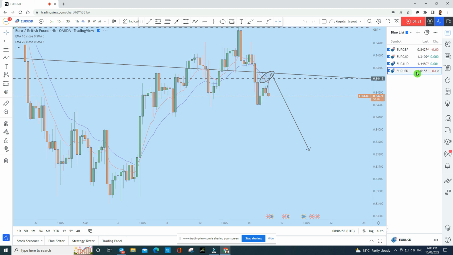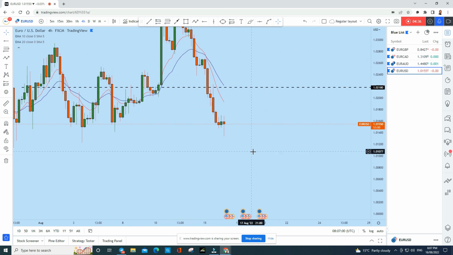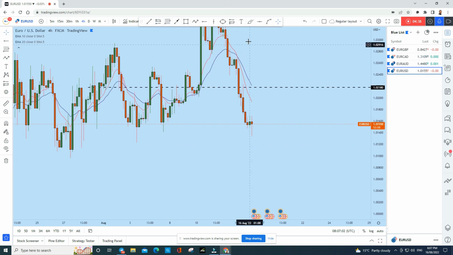Now let's look at Euro dollar. As you have seen, there is a strong movement happening in Euro dollar, as expected. You have already secured a profitable trade from this zone with our students.